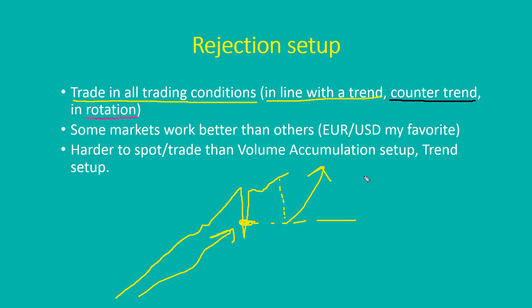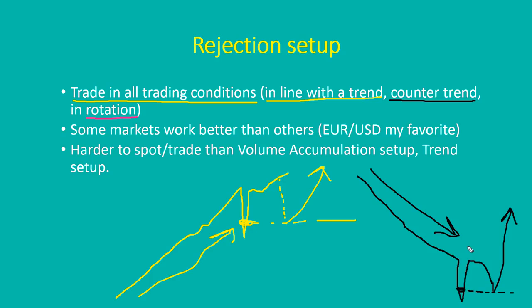Counter trend would mean that there was a downtrend, aggressive rejection of lower prices, then you would wait for the pullback to the significant volume cluster, and you would go long from there. So you would go counter the trend. Alright, so this is counter trend situation, and you can also trade the rejection in a rotation.